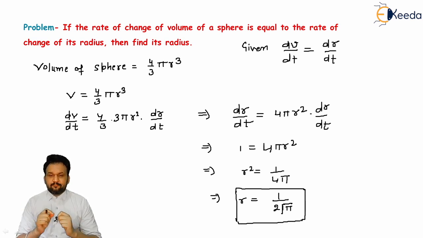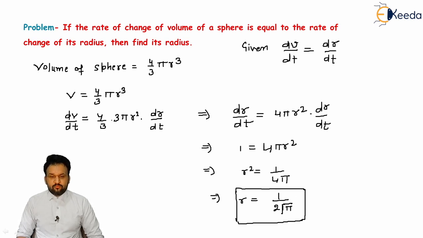So is the logic clear? It means you are given a sphere. First of all you need to know the formula for the volume of a sphere, so we have volume of sphere is equal to 4 by 3 pi r cube. So here I have written it, and again you have to find the derivative with respect to t, and you know dV by dt is equal to dr by dt, both are equal. So by this relation you can easily calculate the value of r.